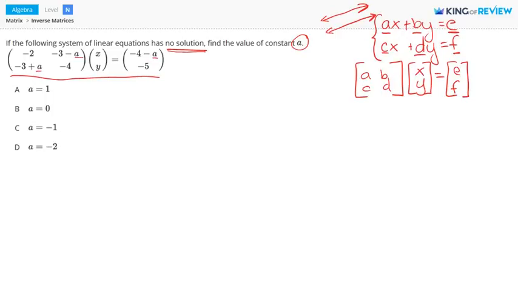Now some matrices do not have an inverse, and you can tell if a matrix has an inverse by evaluating its determinant. If the determinant equals 0, then it does not have an inverse. Now the same situation goes here. If a system does not have a solution, so no solution, which is represented here, then we know that the determinant of the coefficient matrix will be equal to 0.